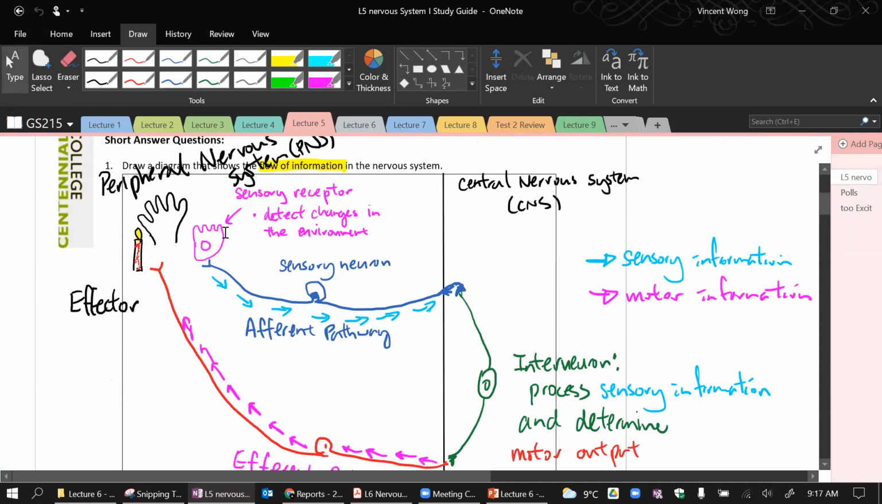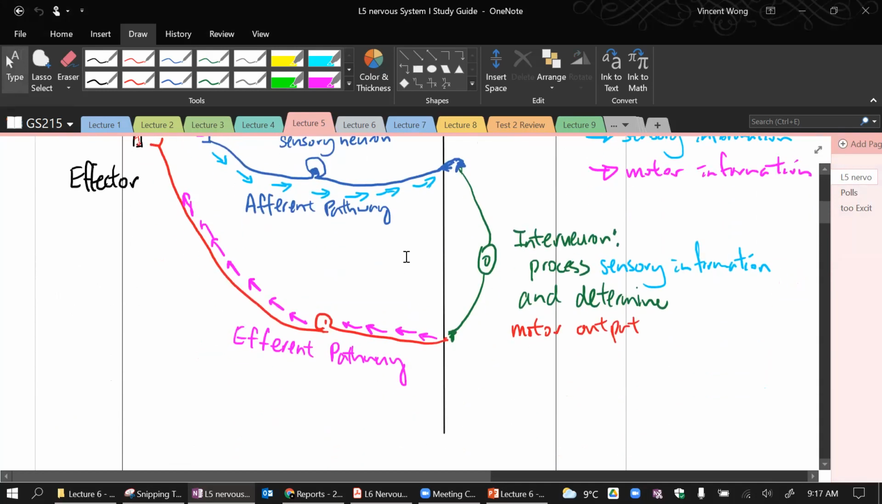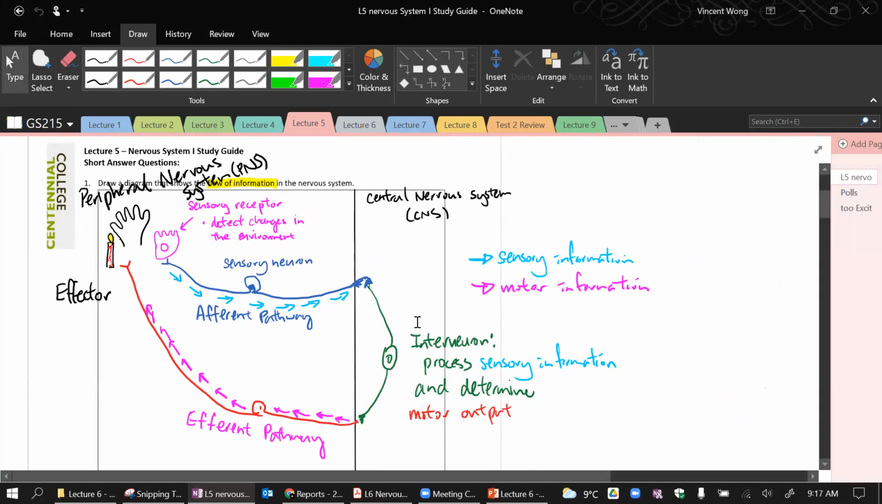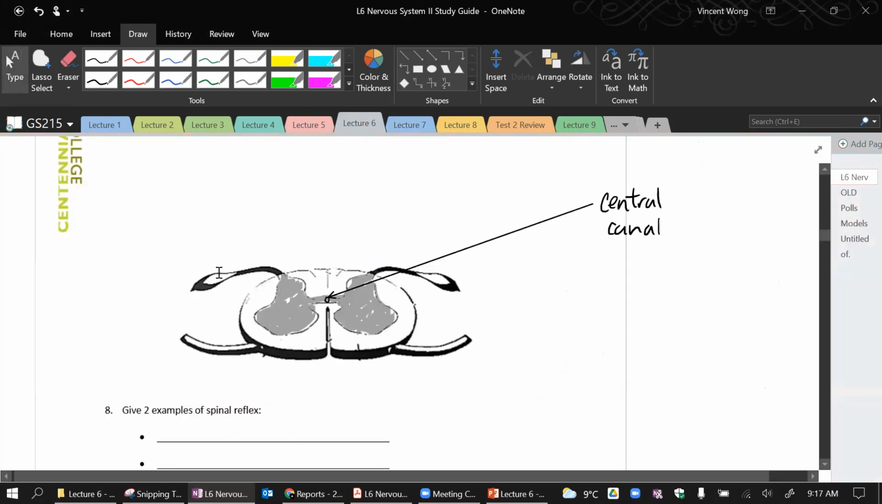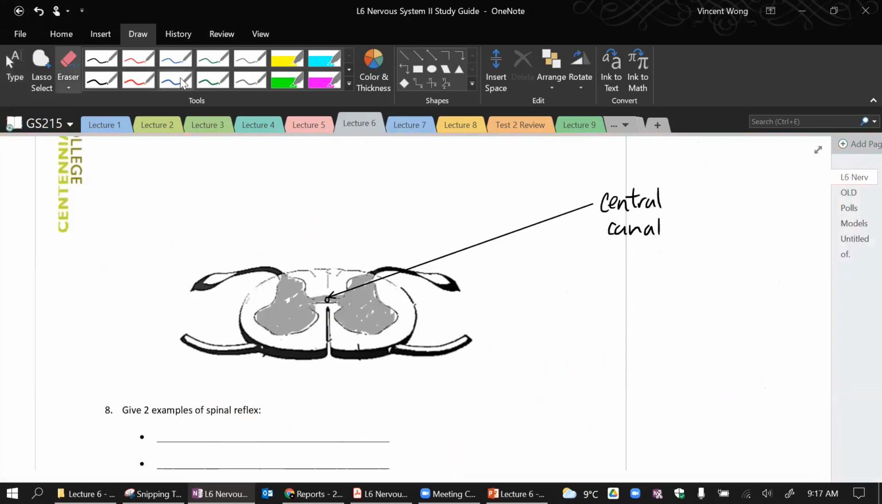You touch something hot, the sensory receptor sends a signal through the sensory neuron, which will take that sensory information to your CNS, and then the motor neuron will be carrying the command back to your effector, right? Okay, this path. So we are going to try to do that here.